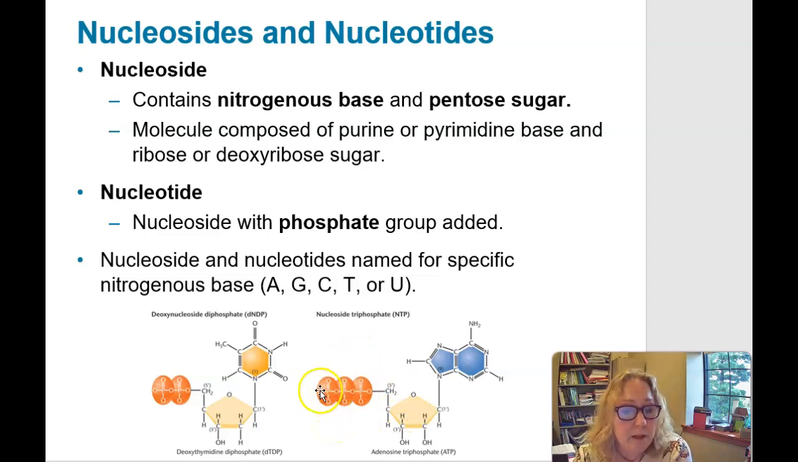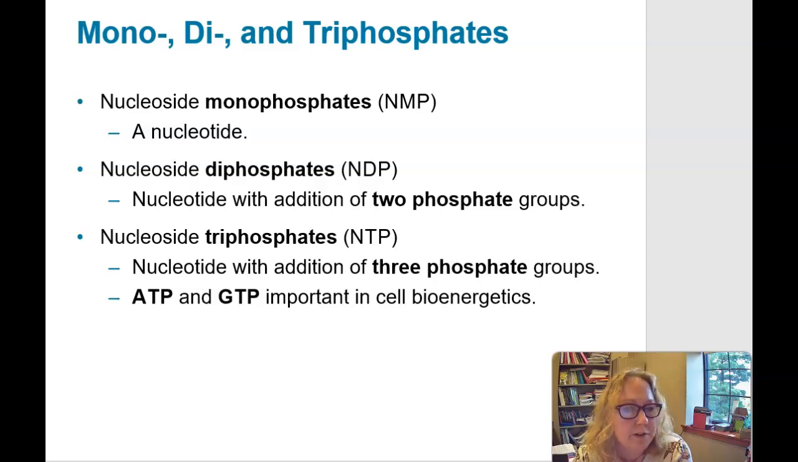Oh yeah. So nucleosides and nucleotides are named for a specific nitrogenous base here. This is the base of which we're going to name our nucleotides. Okay. We also have monophosphates, which is 1 phosphate group, diphosphates, which has 2 phosphate groups, and triphosphates, which has 3 phosphate groups. So we're just counting phosphate groups. It's not that bad. Everyone settle down.